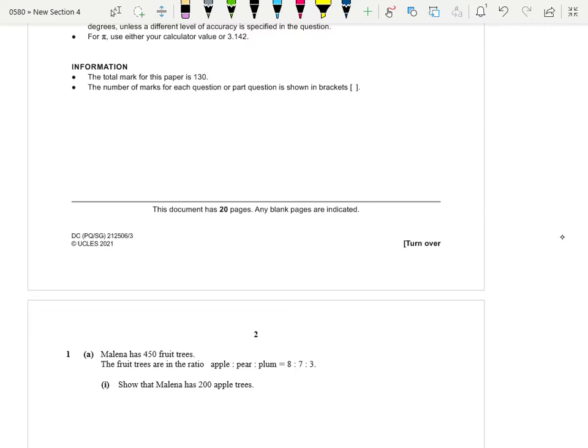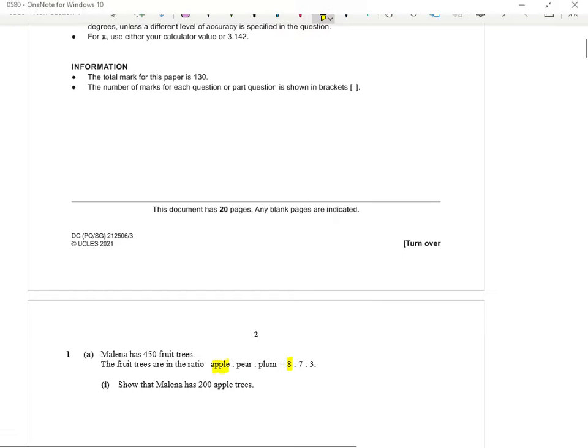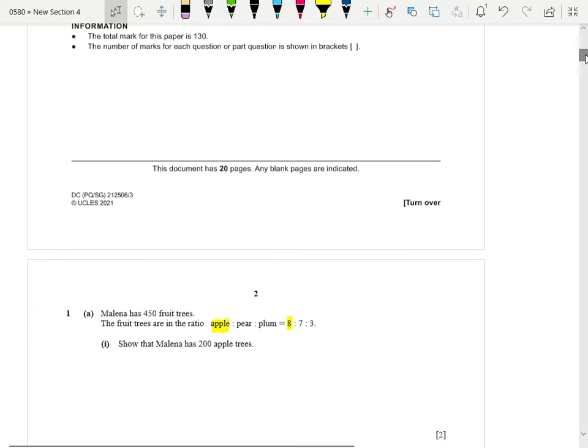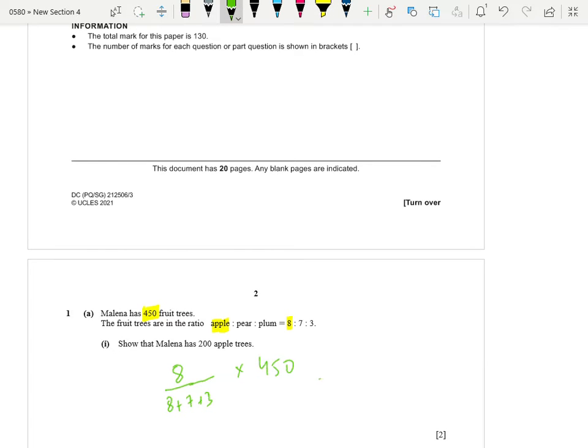Okay, Melina has 450 fruit trees. Show that Melina has 200 apple trees. So the ratio is provided to you. Apple is 8. You just have to do the ratio calculation, which is the selected ratio divided by the total of the ratios. So the 8 would be divided by the sum of 8, 7 and 3, and then multiplied by the total, that is right here 450. Putting this into the calculator will give you 200, which is as required.